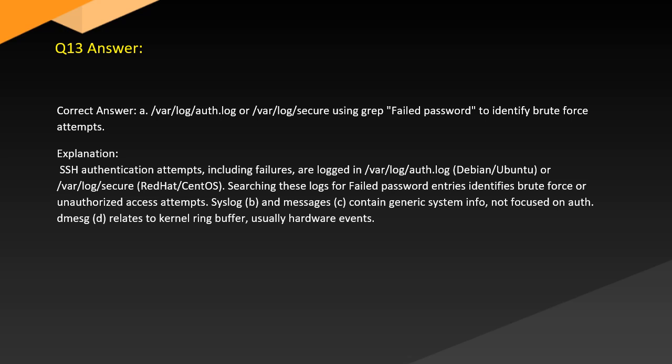Syslog, B, and messages, C, contain generic system info, not focused on authentication. Dmesg, D, relates to the kernel ring buffer, usually hardware events.